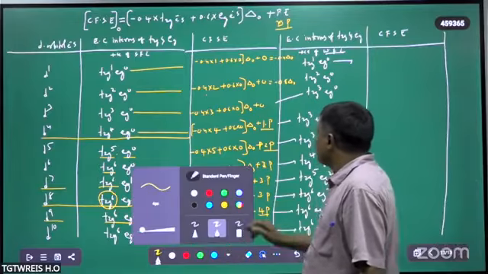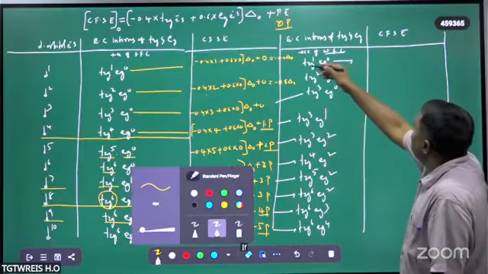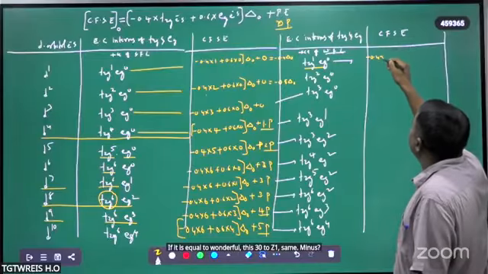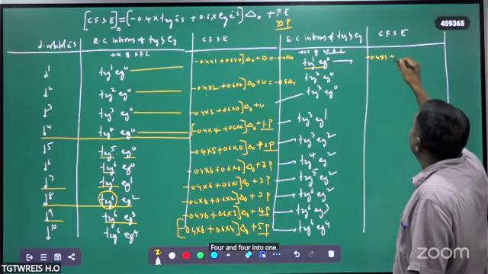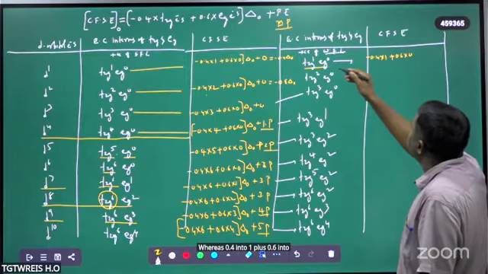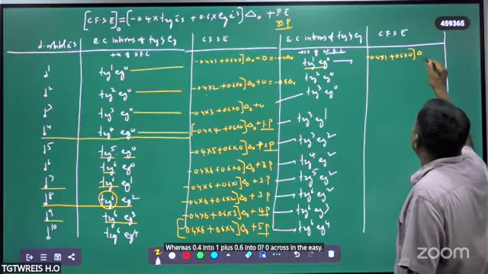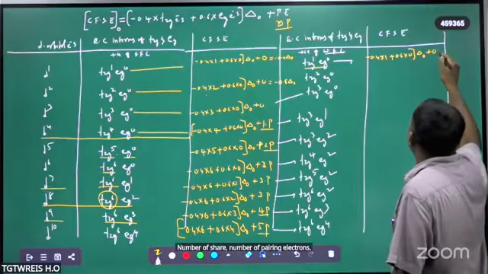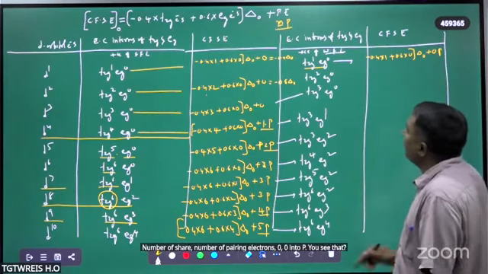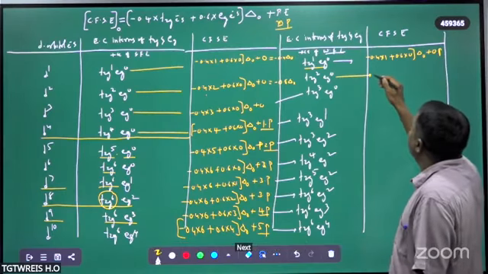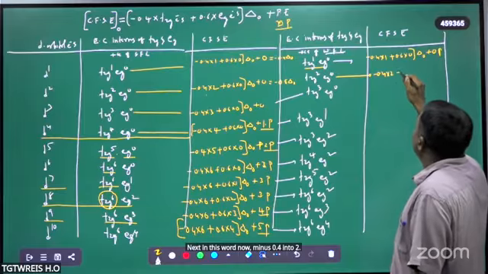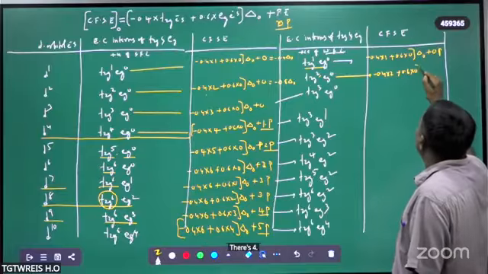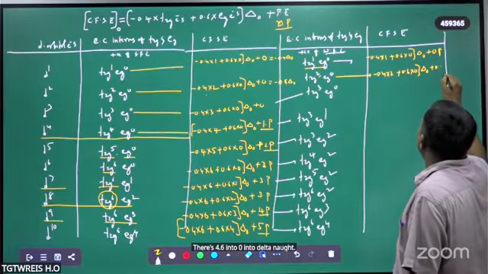So CFSE is equal to what for this t2g1? Same: minus 0.4 into 1, plus 0.6 into 0 electrons in the eg into delta naught, plus number of pairing electrons 0 into P. This is the pairing energy, the total pairing energy. Next in this, minus 0.4 into 2, plus 0.6 into 0 into delta naught, plus 0 into P again.